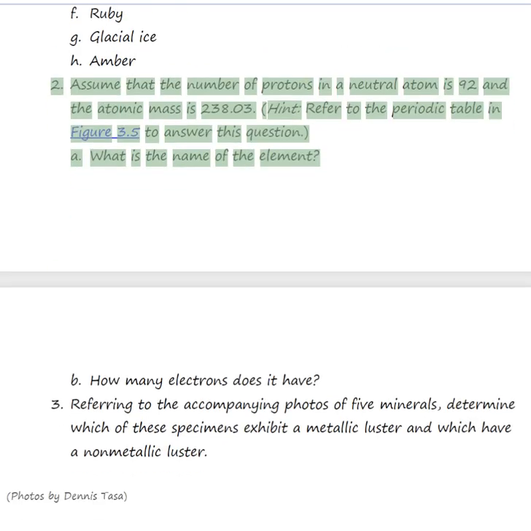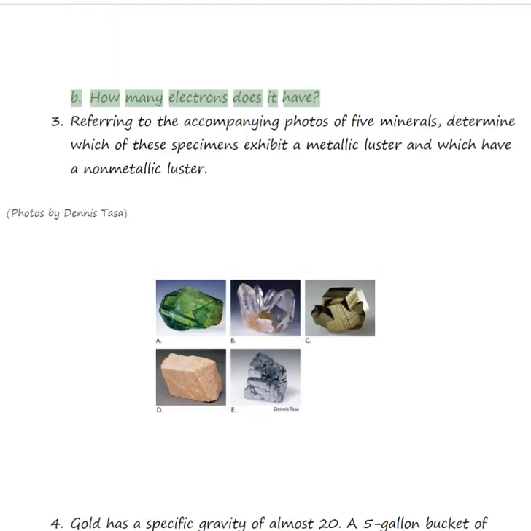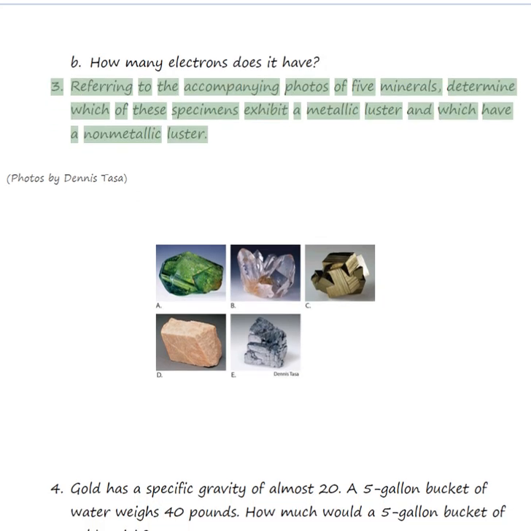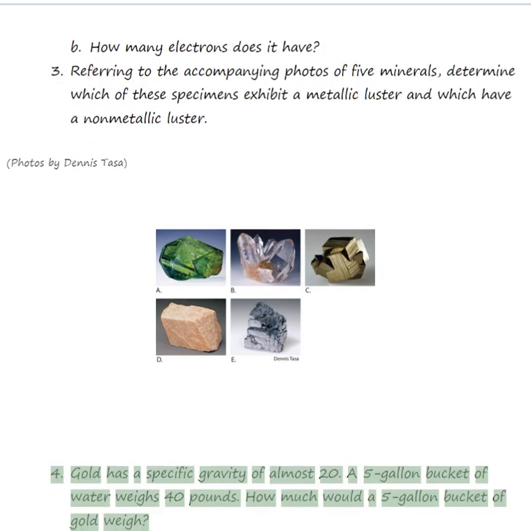2. Assume that the number of protons in a neutral atom is 92 and the atomic mass is 238.03. A. What is the name of the element? B. How many electrons does it have? 3. Referring to the accompanying photos of 5 minerals, determine which of these specimens exhibit a metallic luster and which have a non-metallic luster.